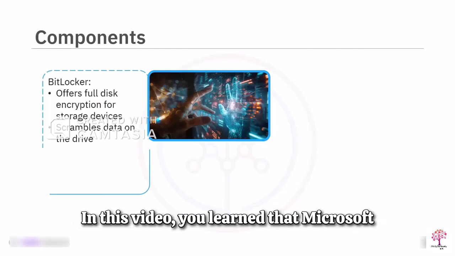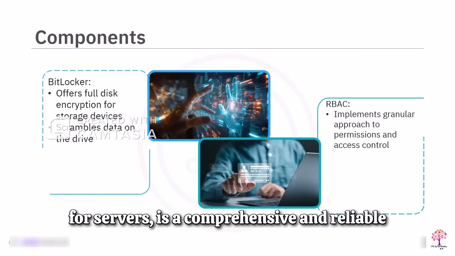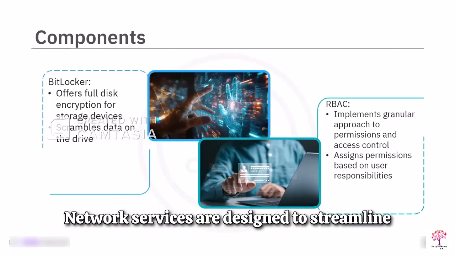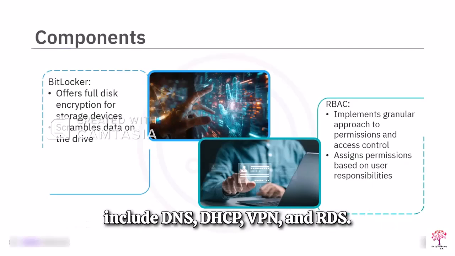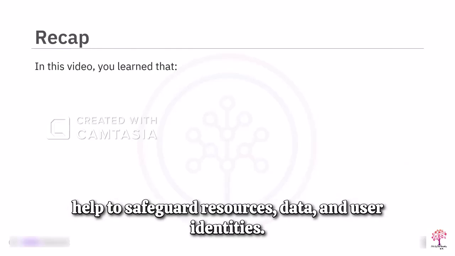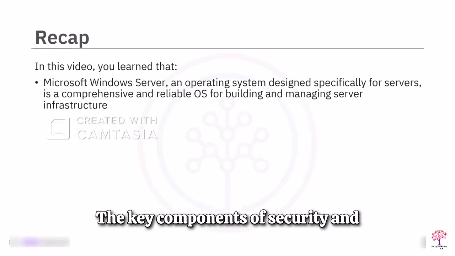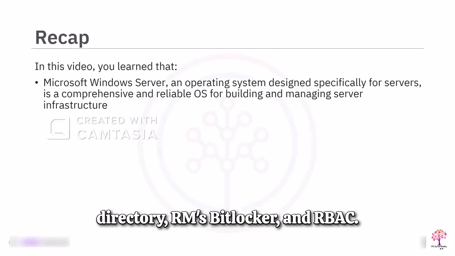In this video, you learned that Microsoft Windows Server, an operating system designed specifically for servers, is a comprehensive and reliable OS for building and managing server infrastructure. Network services are designed to streamline network management and enhance security. The key features of network services include DNS, DHCP, VPN, and RDS. Security and access control in the Windows Server OS help to safeguard resources, data, and user identities. The key components of security and access control include Windows Firewall, Active Directory RMS, BitLocker, and RBAC.